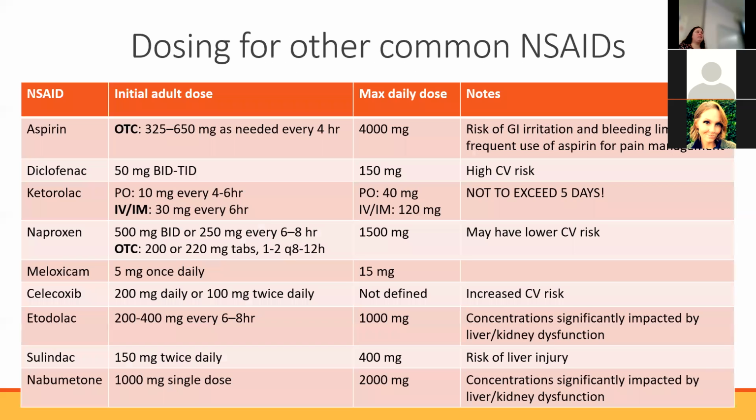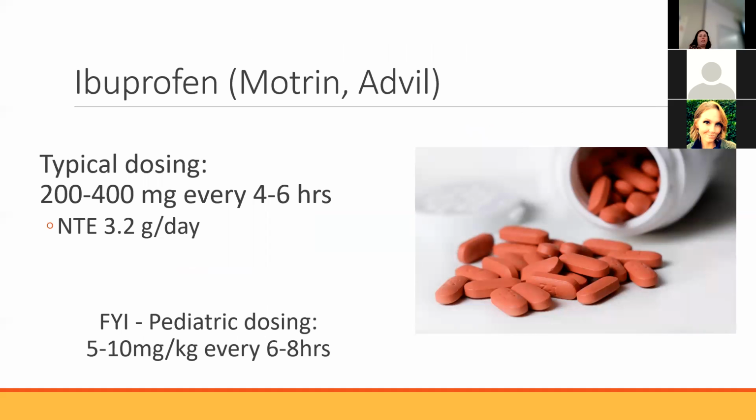Ibuprofen, probably the biggest mainstay. So Advil or Motrin typically is 200 to 400 milligrams every 4 to 6 hours. That's our over the counter. You don't want to go over 3.2 grams per day. But like secret, if you do, nothing's really gonna happen.